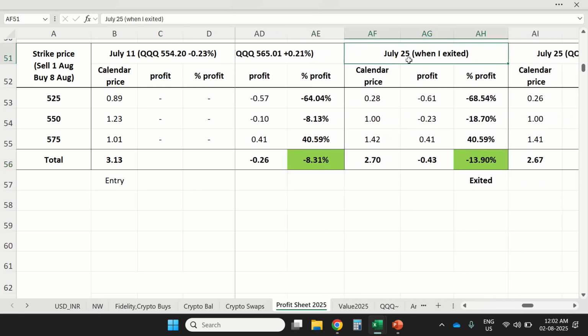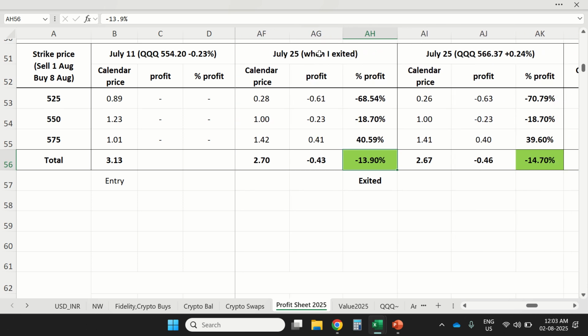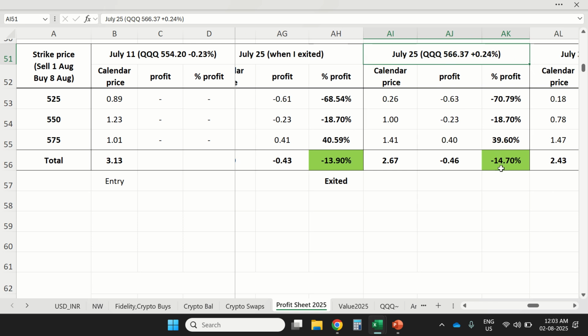And on July 25th, during the day, I exited this trade because since this is the Friday and I don't want to stay in this trade in the last week, I exited at a loss of 13.9%. By the close of July 25th, the loss went up to 14.7%.